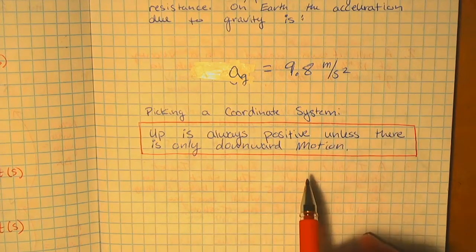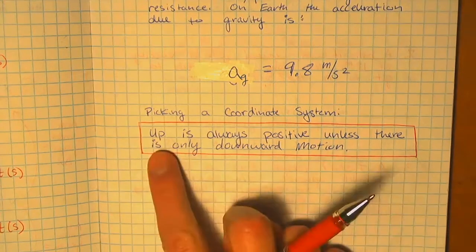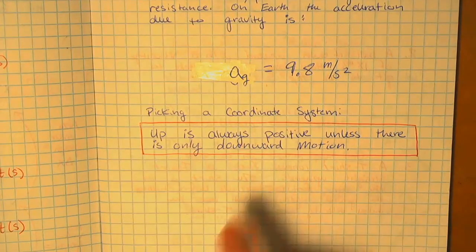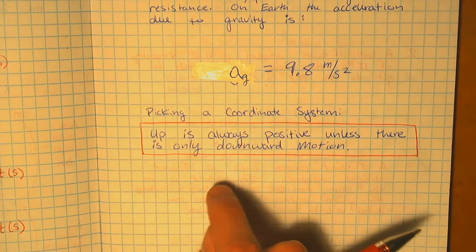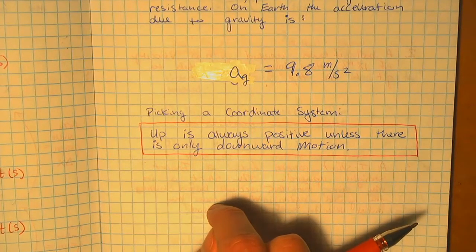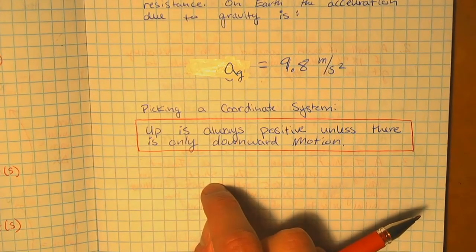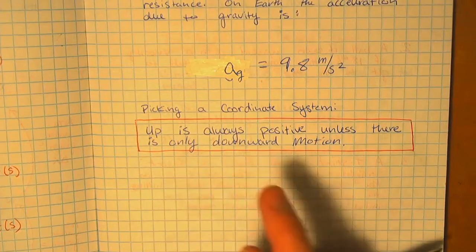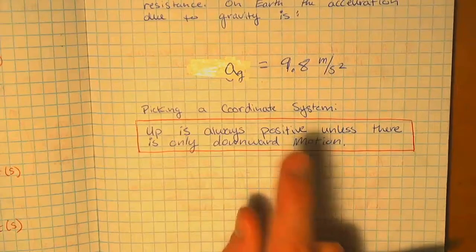But there's times when downward motion makes more sense. And so my little saying here is that up is always positive unless there's only downward motion. If an object is only going downward, it doesn't really make sense to choose down to be negative, because then your velocity is negative, your acceleration is negative, your displacement is negative. All of these things are negative. And if you just pick that direction to be positive, then now everything's positive and you don't have to worry about it. So anyway, that's a little saying to keep in mind when you approach these problems.